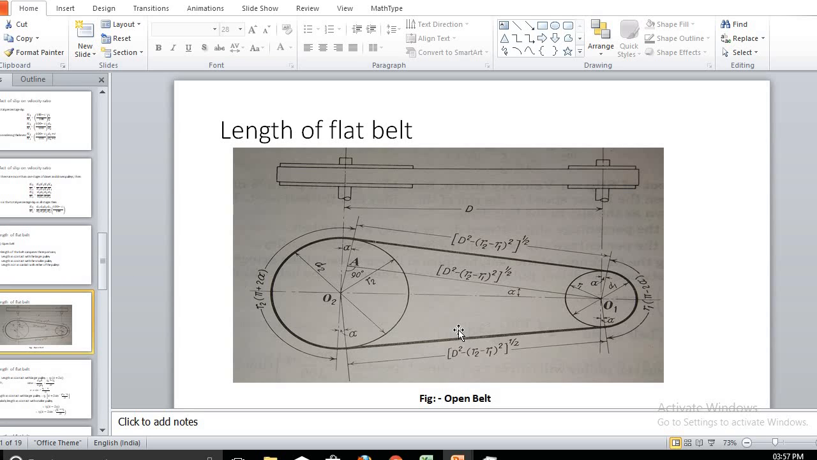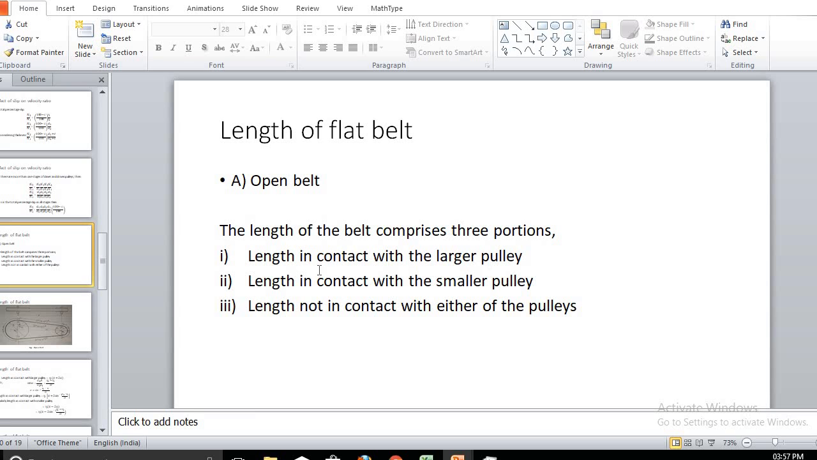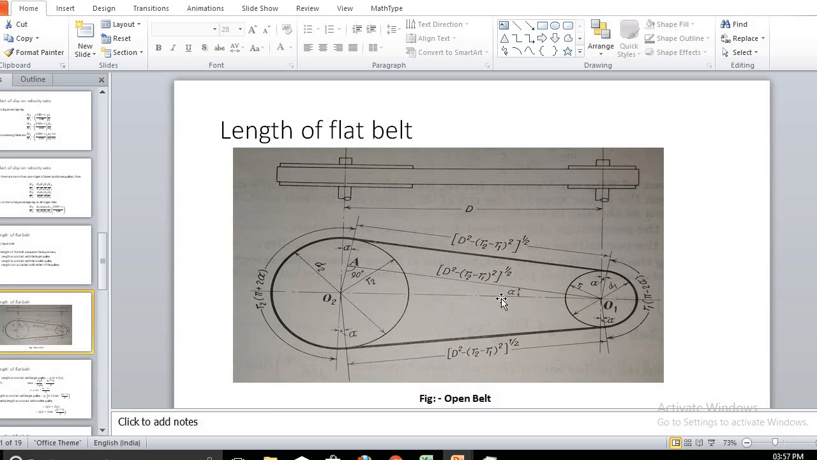In this open belt drive, the total length of the belt is nothing but the length in contact with the larger pulley, plus the length in contact with the smaller pulley, plus the lengths not in contact with either of the pulleys, which are this distance and this distance.